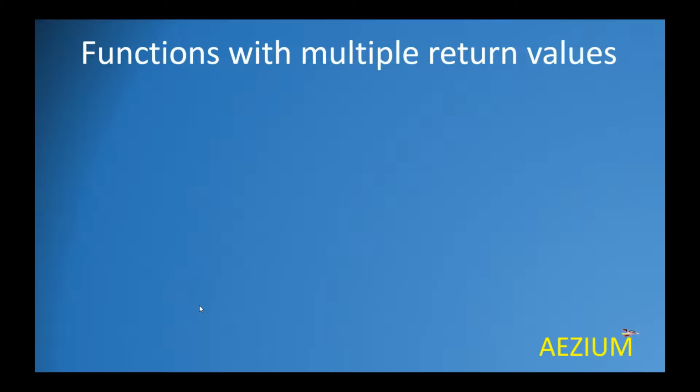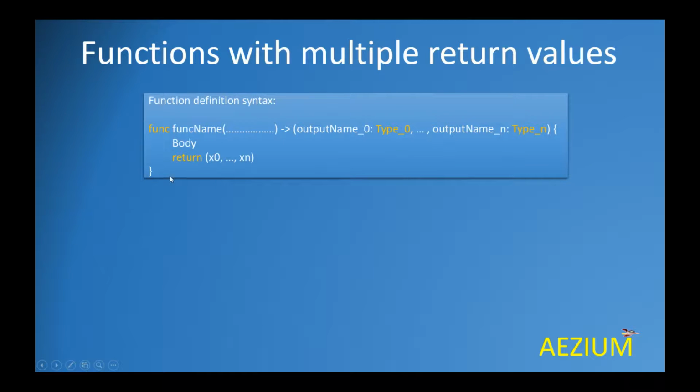In Swift, functions can have multiple return values. The syntax for such scenarios is shown here. We have the familiar keyword func followed by the function name, and a set of parentheses which would include the names of the input parameters, then the arrow to indicate that the function actually has some return values.